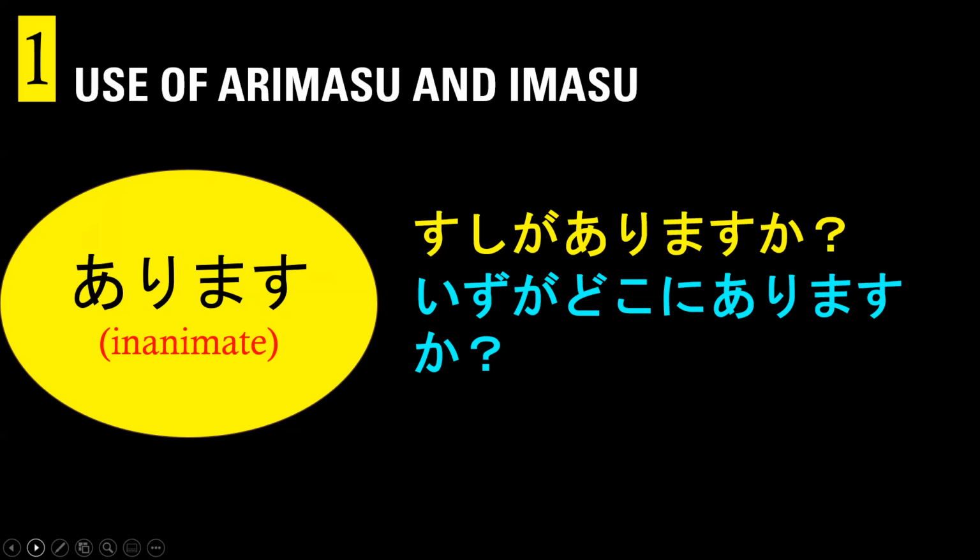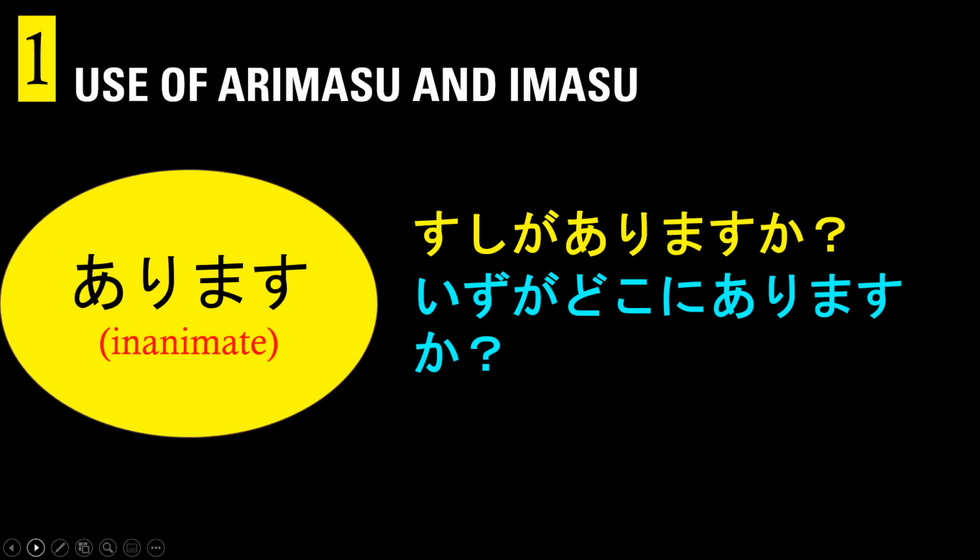Now, if the sushi, let's say it's a fish, saka na nga imasu. Kasi yung fish, gumagalaw siya. Kahit sabihin mo wala sa tubig, it's still moving. So it's still alive. Now, if the fish is now dead, it's a dry fish. So pwede mo na sabihin, dry fish nga arimasu. Do you have dry fish? Because it's steady. It's still, it's not moving.